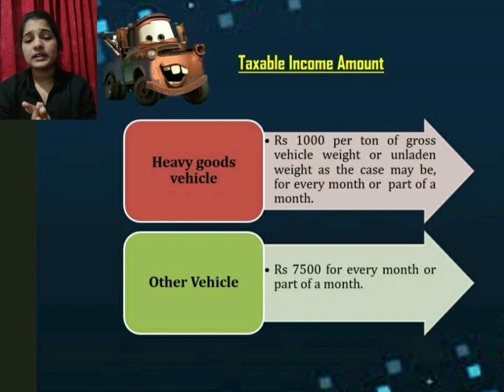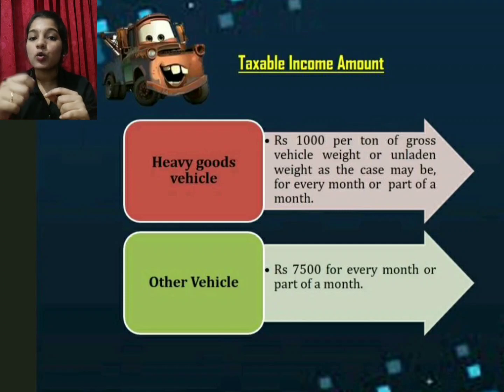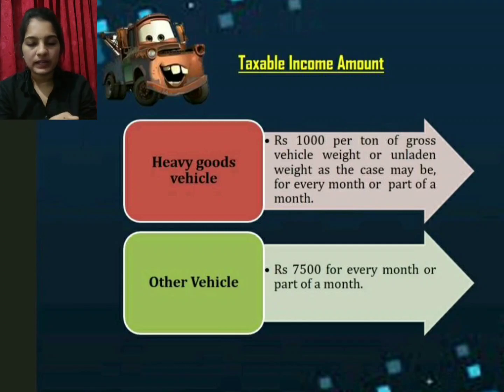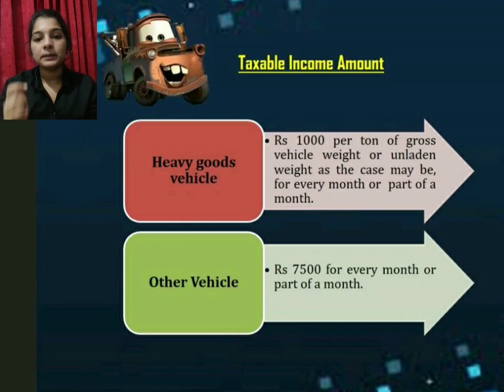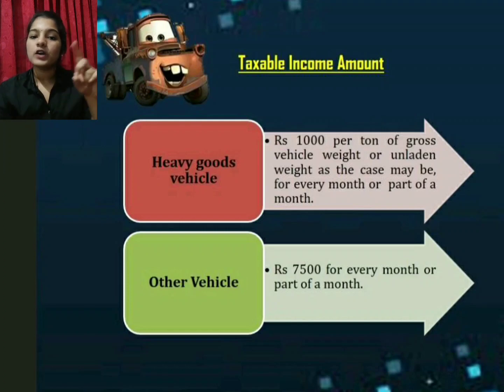So, first we have to understand when will a vehicle be classified as heavy goods vehicle or other vehicle. If the gross vehicle weight or the capacity of the vehicle is more than 12,000 kilograms or 12 tons, then the vehicle will be classified as a heavy goods vehicle. And in all other cases, the vehicle will be other vehicle. So, in case of heavy goods vehicle, the presumptive income will be rupees 1000 per ton of gross vehicle weight or unladen weight, as the case may be, for every month or part of the month.